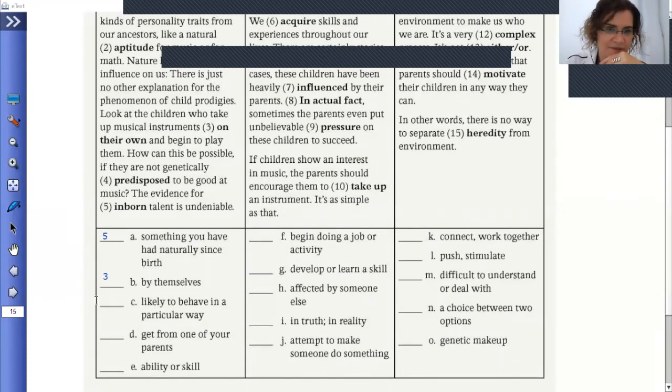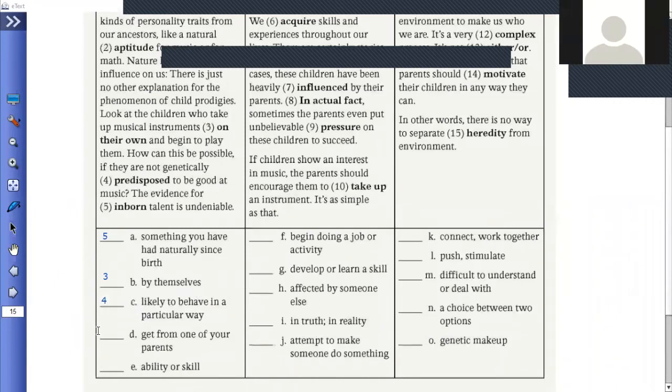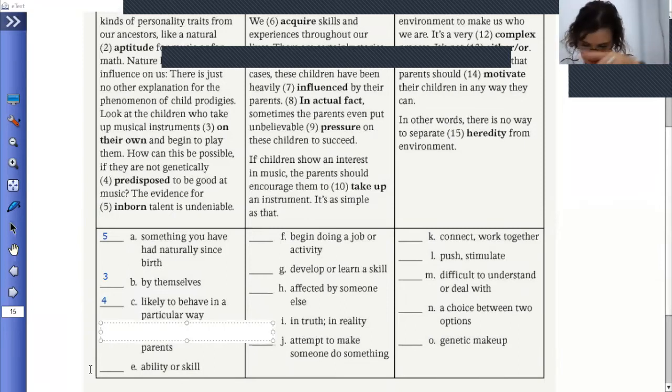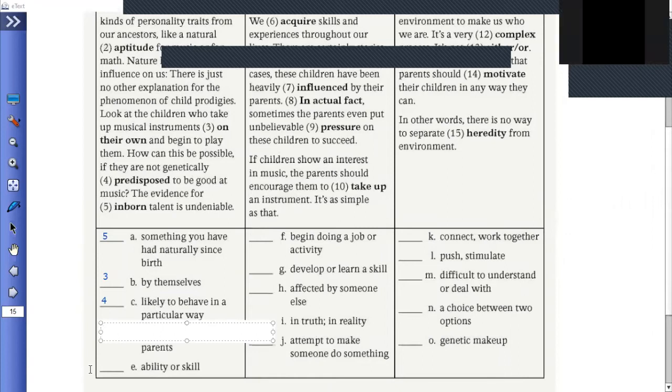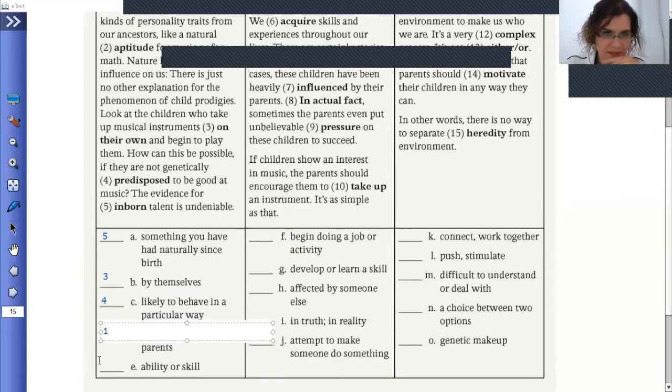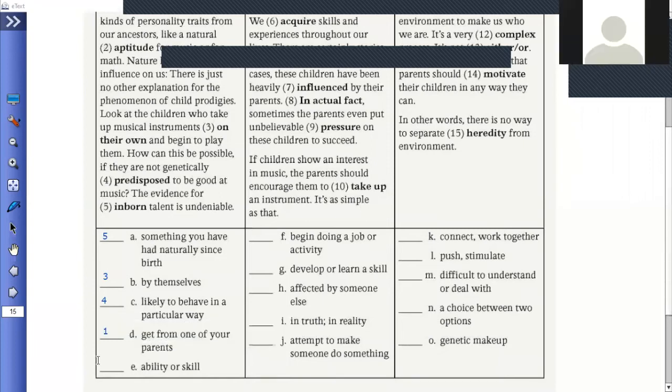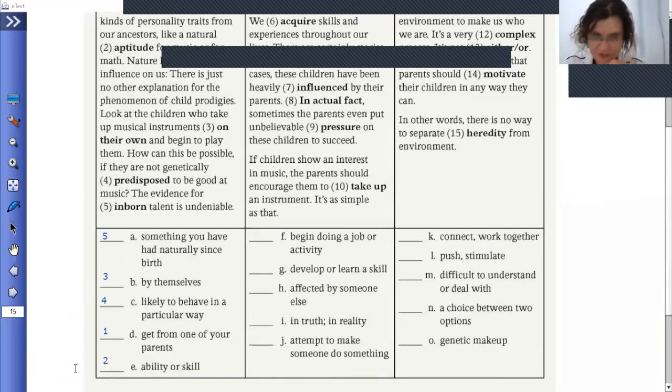Likely to behave in a particular way. That is predisposed. Yeah, number 4. What about get from one of your parents? Number 1. Yeah, inherit, number 1. Ability or skill? 2. Aptitude. Yeah, very good. Aptitude.